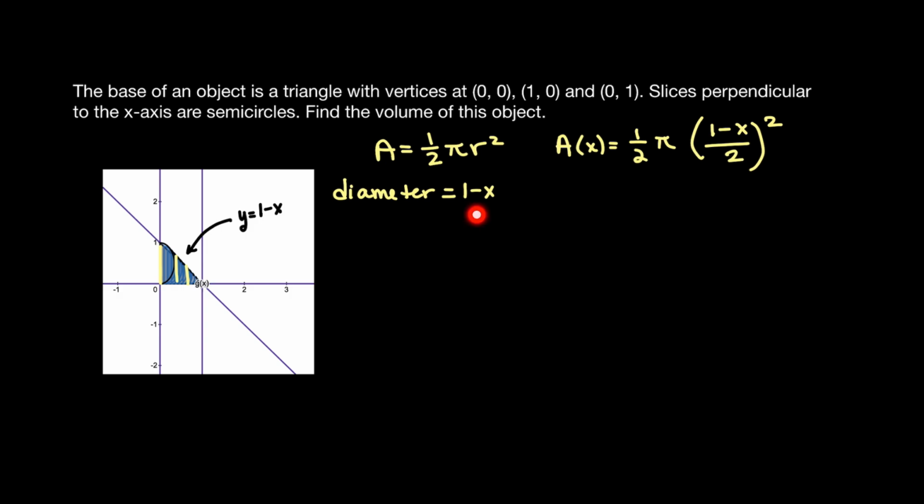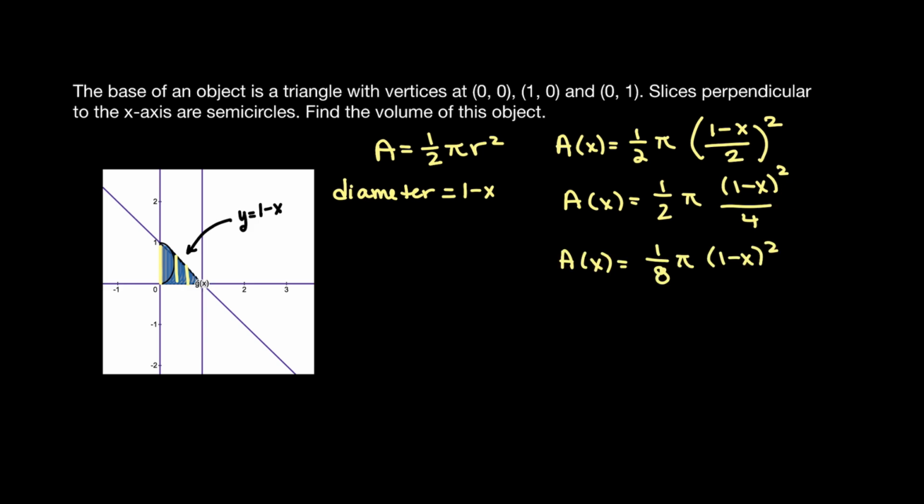That means the radius of these circles has to be half of that. So my radius is (1 minus x) divided by 2. So the area of my semicircles in terms of x is going to be 1/2 pi times ((1 minus x) divided by 2) squared. I'm going to simplify this a little bit. That quantity, ((1 minus x) over 2) squared, I can just write as (1 minus x) squared over 4. And then we can multiply the 1/2 with the 1/4. Now I've got 1/8 pi times (1 minus x) squared.